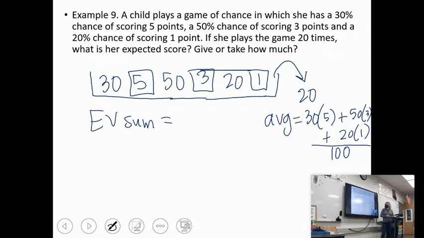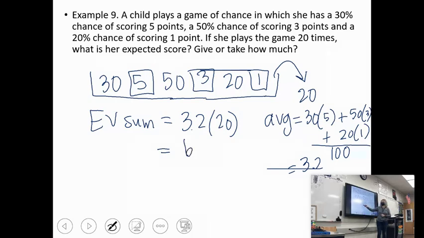So 320 divided by 100, isn't that 3.2? All right, is that what you guys got? So 3.2 is the average. So if that's the average, how would we find the EV sum? We take the average of the box, which is the 3.2, and we multiply it by how many draws we're making from the box, which is 20. And that's how many points we expect her to win, which would be 64 points.